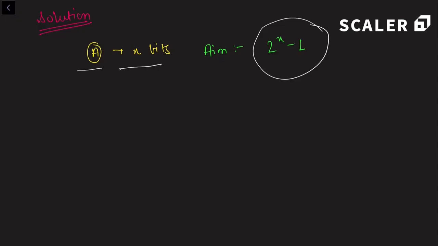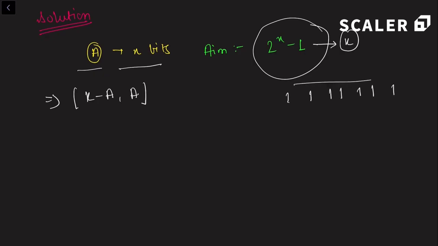Moving further, let us assume that 2 raised to power x minus 1 is k. Then we need to create k, right? So what we can do, our answer will be k minus a comma a. Why so? Because we know that all the bits in k are set. So we have something like this.